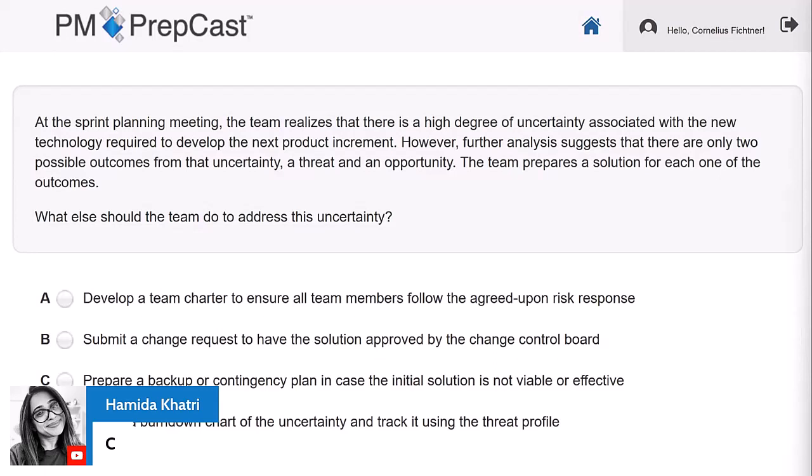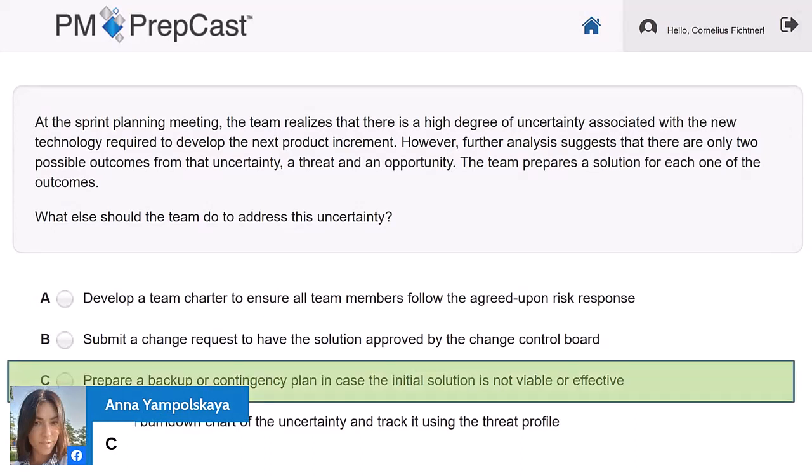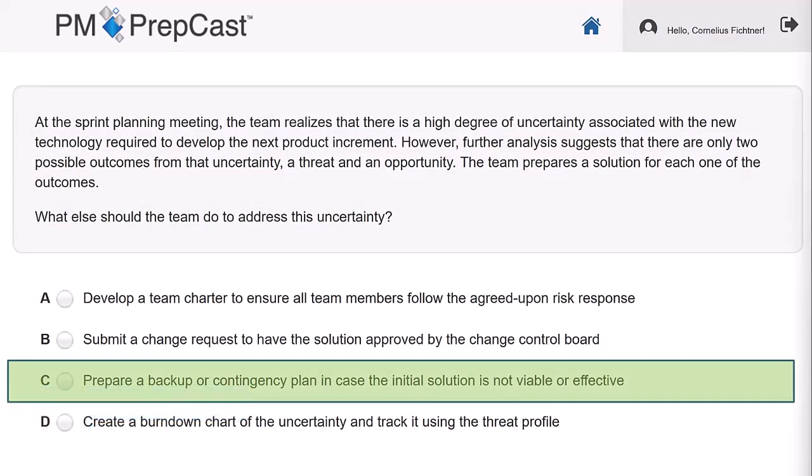Hamida thinks it's C. Barry thinks it's C. Anna thinks it's C. And who am I to say anything different? Yes, it is indeed the answer C that is correct here.